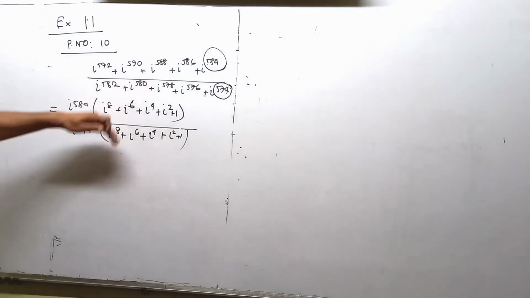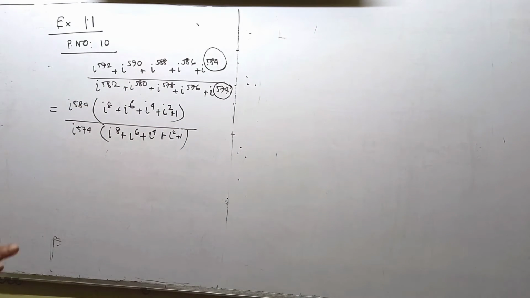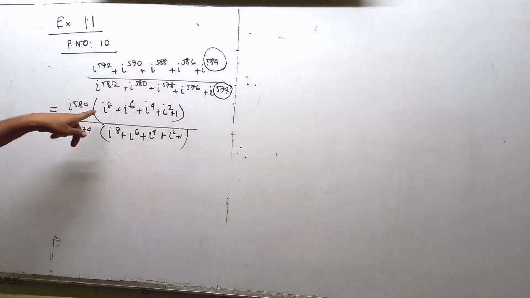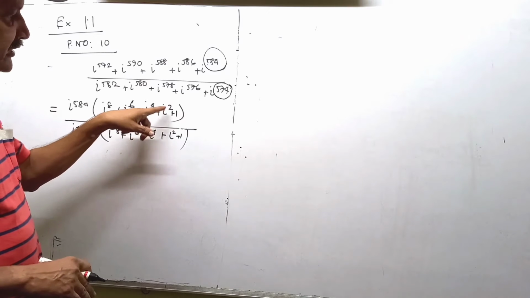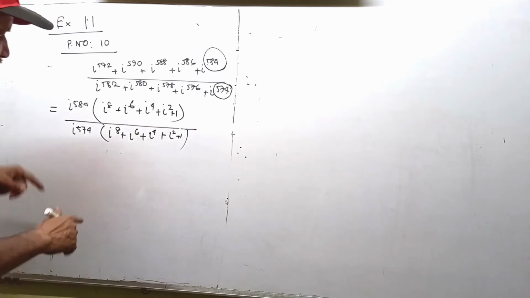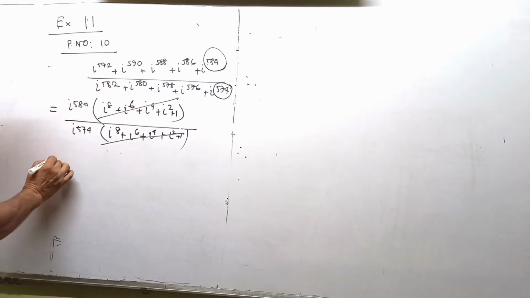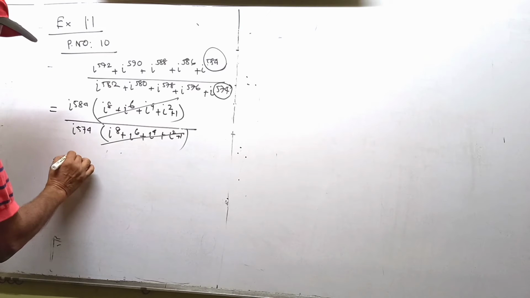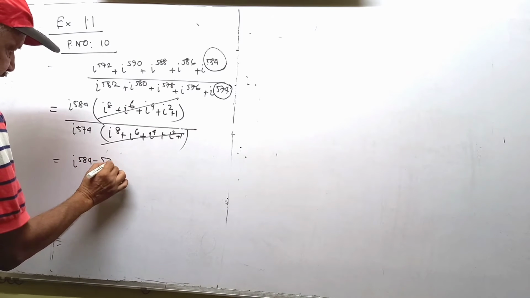Here numerator and denominator can cancel directly as well. Suppose it is not the same, then we will put the values individually: i square equal to minus 1, i to the power 4 equal to 1 and so on. But in this problem, numerator and denominator are the same, hence it is done that way. And finally, i to the power 584 minus 574.